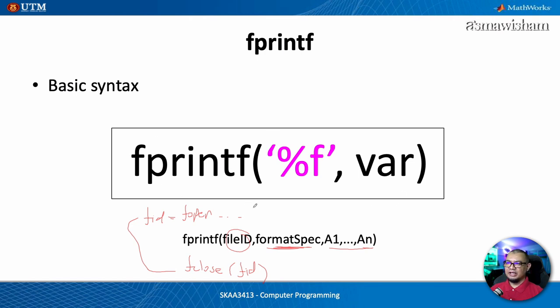Okay, so the idea now, by using this kind of method, is that nothing is displayed at the command window anymore. All the output will be displayed inside the file. Please remember this basic syntax. Like I said, those backslash n and so on are just aesthetic, only to make your output look nicer.